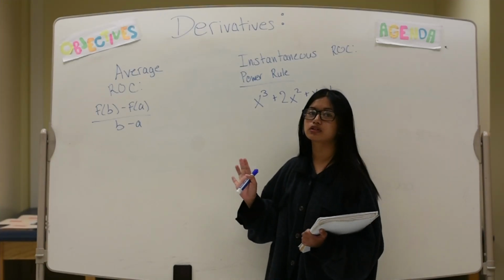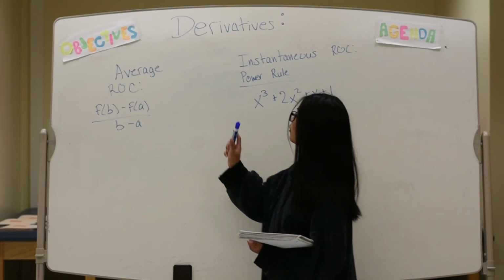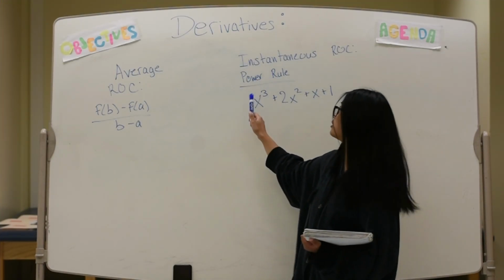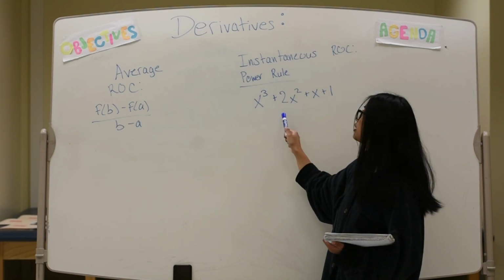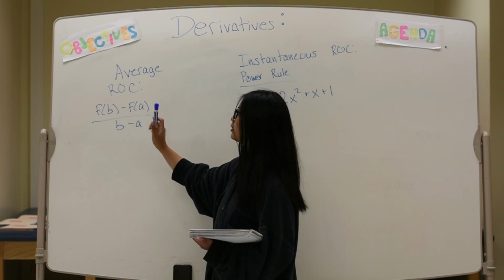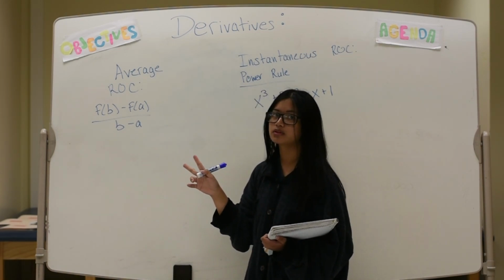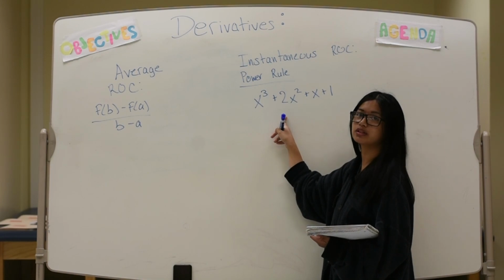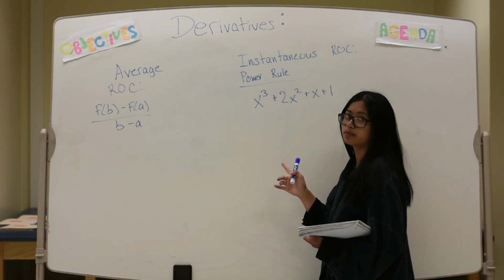So derivatives are slopes or the rate of change of a function. There's average rate of change and there's instantaneous rate of change. Mostly instantaneous rate of change is used in calculus problems. Average rate of change is between two points, while instantaneous rate of change is the derivative at one point.